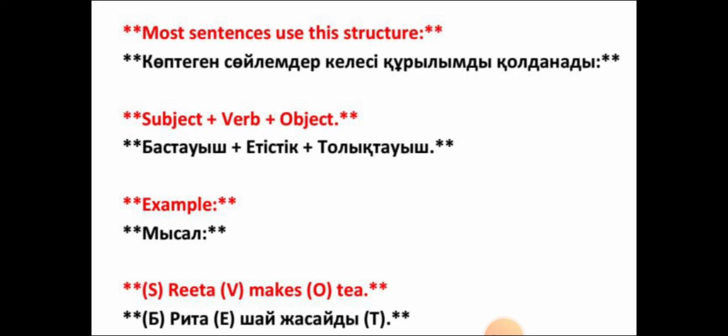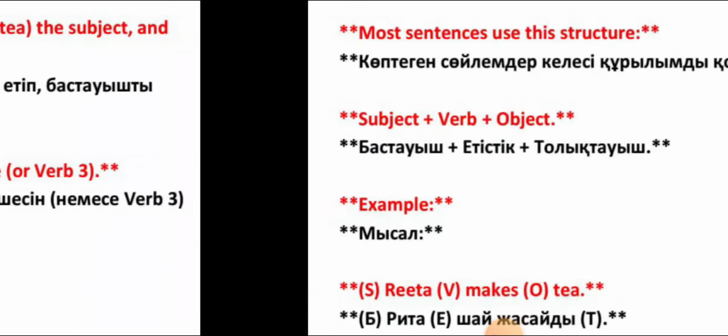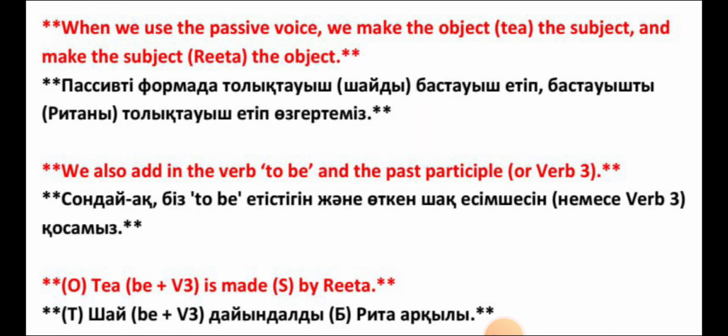Subject, verb, object. Example: Rita makes tea. When we use the passive voice, we make the object the subject and make the subject, Rita, the object.